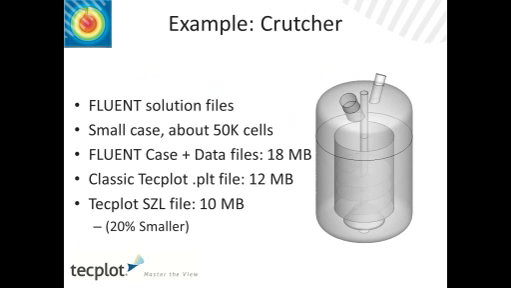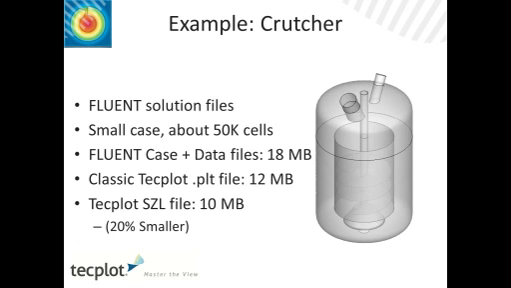But speaking of examples, let's do a small one. Of course, I had to pick one of reasonable size just so that you all don't have to sit there waiting while Tecplot churns for 5 minutes on a file. So I'm going to convert a small case. The source data here is a pair of Fluent solution files, 1 case and 1 data file, about 50,000 cells, unstructured. The total size of the Fluent case and data files is about 18 megabytes.